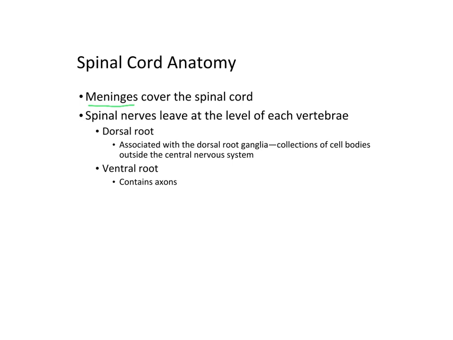And then there's structures called the dorsal root, and that's associated with the dorsal root ganglia. These are collections of cell bodies that are outside of the central nervous system. So they're in the peripheral nervous system, but they're cell bodies. Remember, typically the peripheral nervous system is made up of axons. And then there's also the ventral root, and those contain axons.